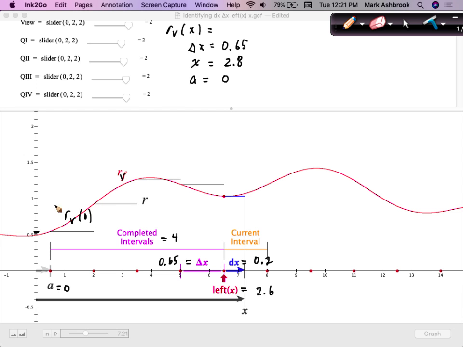Okay? And then the next one is RV of 0.65. And then, okay, you guys know this is the wrong function. These are not really 0.65. I'm just drawing on this particular drawing, right? And then the last one. And then the current interval.